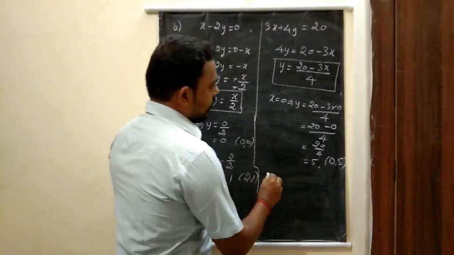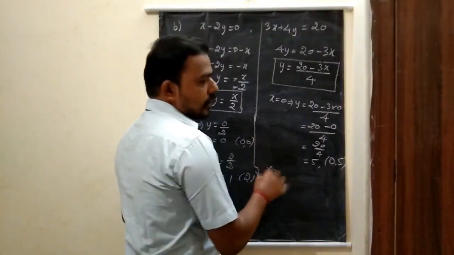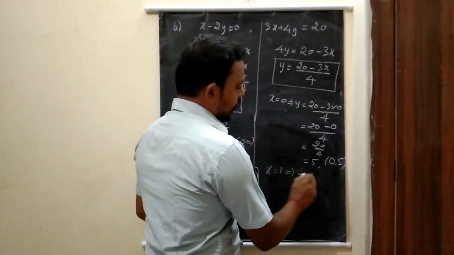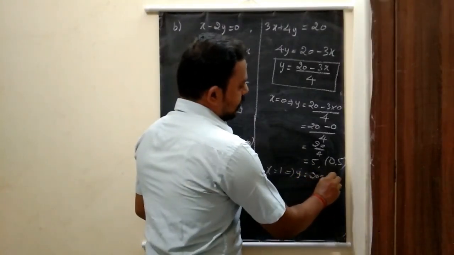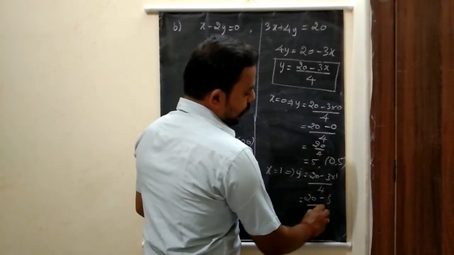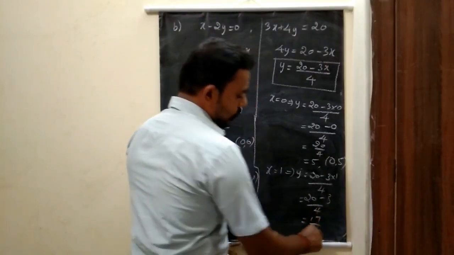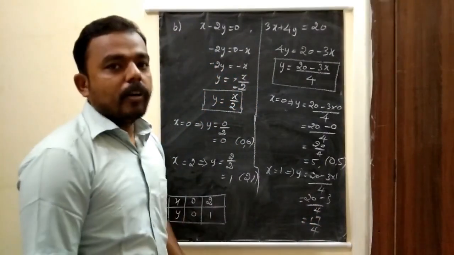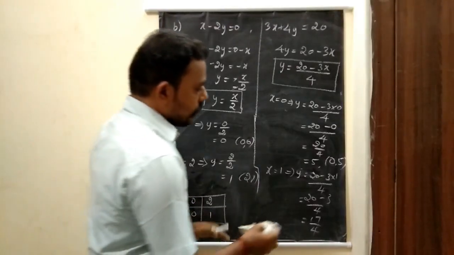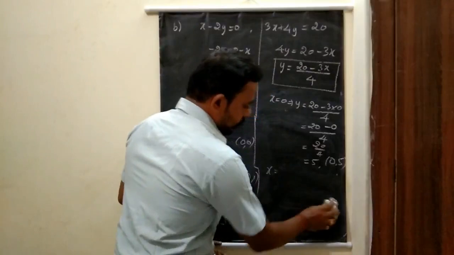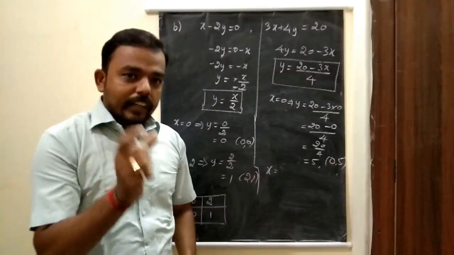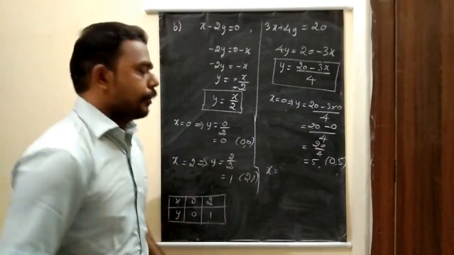suppose I substitute x equal to 1, what happens? y equal to 20 minus 3 into 1 whole divided by 4, that is 20 minus 3 divided by 4, 17 by 4. No, this is somewhat difficult to plot. So try to find the whole number. So in this situation, avoid 1. Like that, it should be a multiple of 4. So for that, I am going to give my idea.